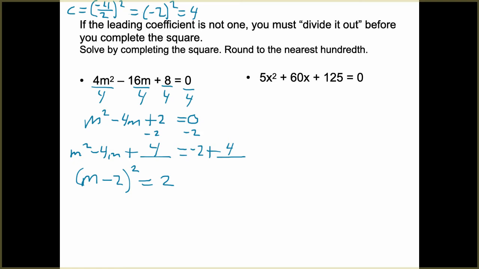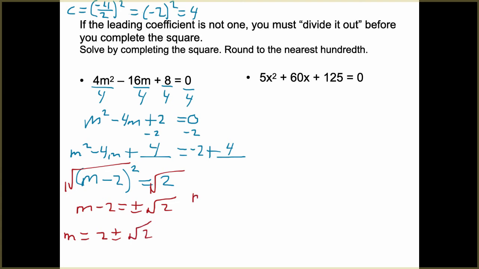Again, we now have a squared term equal to a number. Use the square root property from 9.4 day 1. And we get m minus 2 equals plus or minus the square root of 2. We're going to move the negative 2 over by adding it to both sides. And we get m equals 2 plus or minus the square root of 2. And this becomes our two equations. This is going to be m equals 2 minus the square root of 2, and m equals 2 plus the square root of 2.